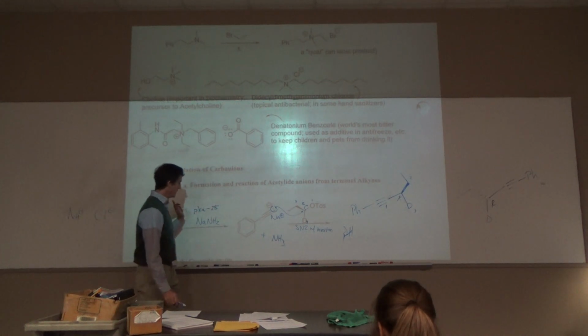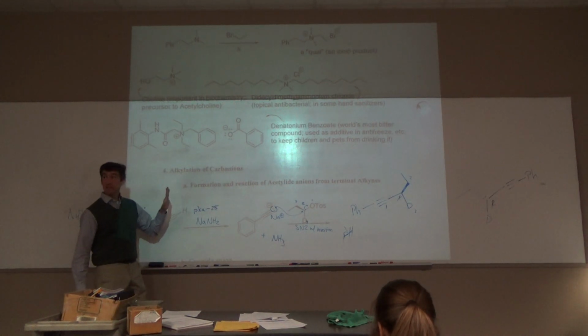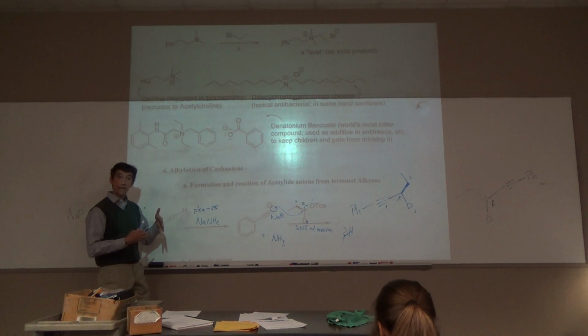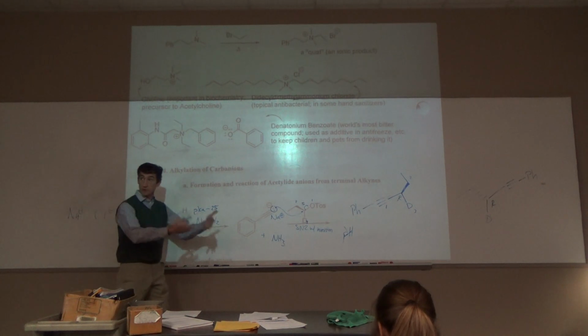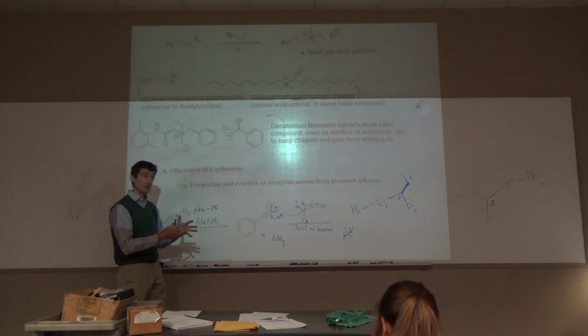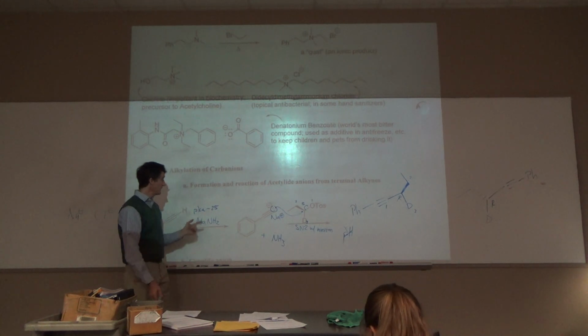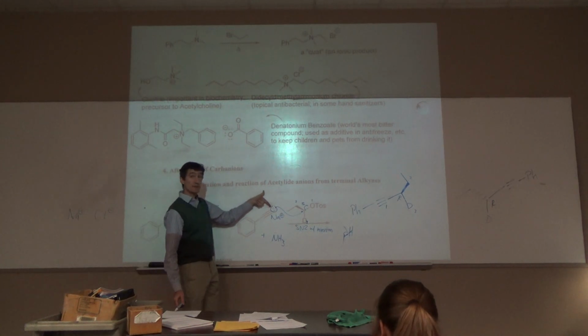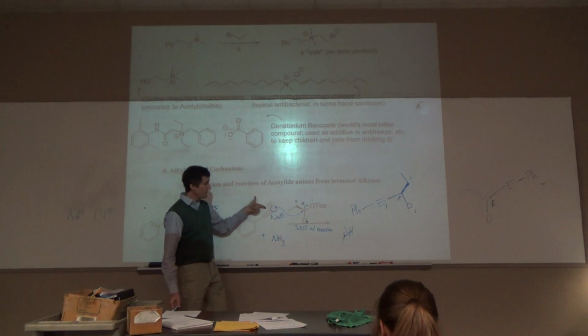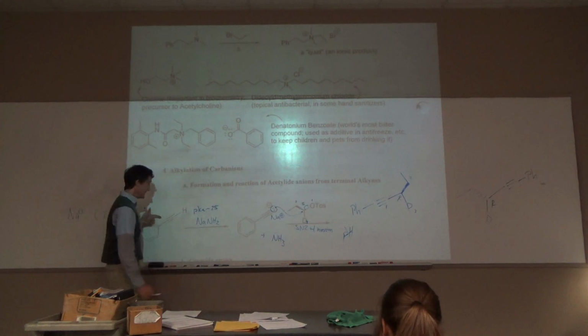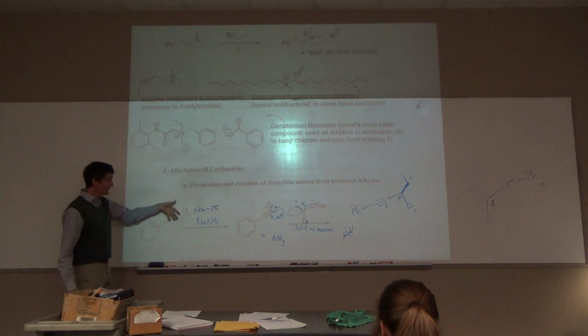So what did we do? We made a carbanion. This is a lot like the Williamson ether synthesis, where the neutral OH, we first have to remove the proton to make the O minus. Then you alkylate the oxygen. Well, you have to remove the proton to make the carbanion. Then you can do the SN2. Because this ain't a good nucleophile for SN2. It ain't no nucleophile at all.